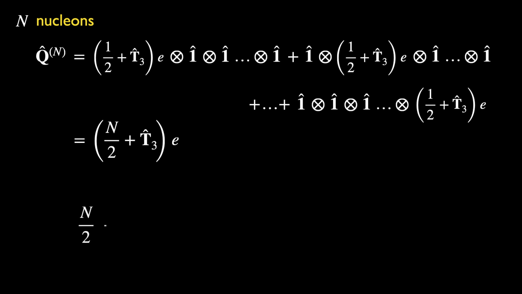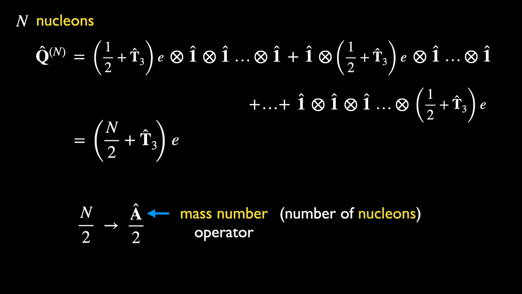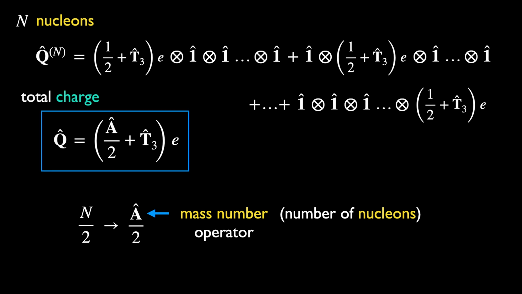We denote n over 2 by the mass number operator divided by 2. Recall that the mass number is simply the number of nucleons. Thus we now have a general formula which relates the charge of a nuclear system to its mass number and isospin T3. This formula holds for many nuclei and their isotopes.